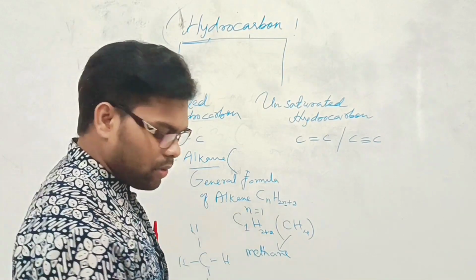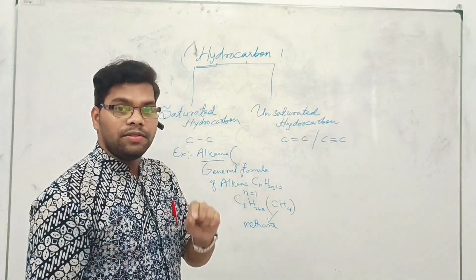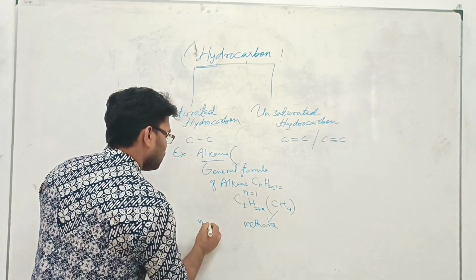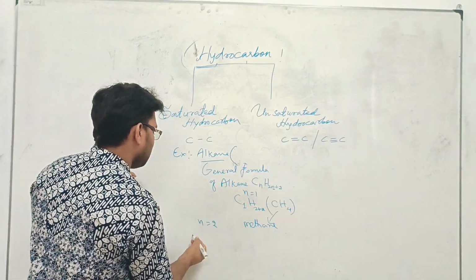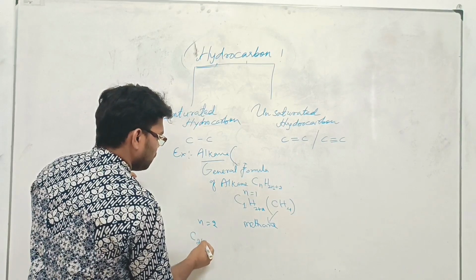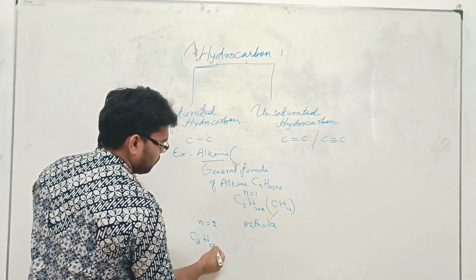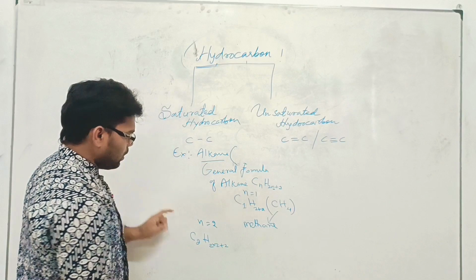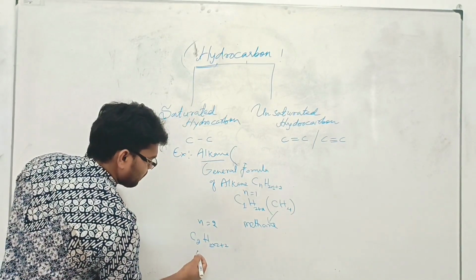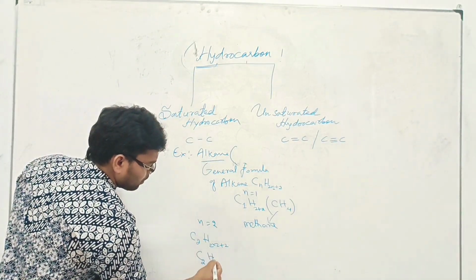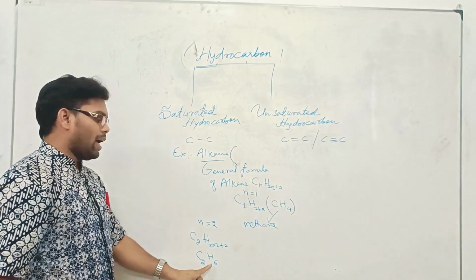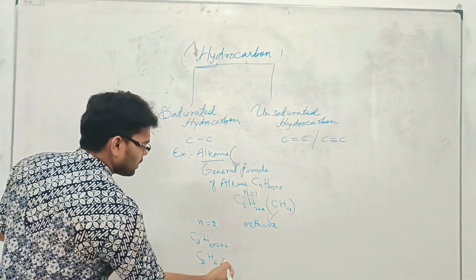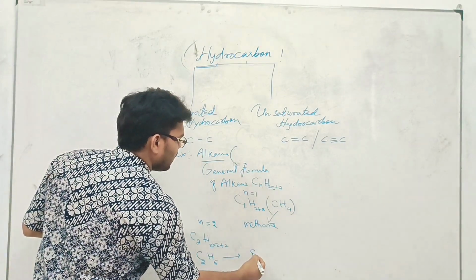Okay, this is the structure for methane. For example, if you take n is equal to 2, you will get the second alkane. The second alkane example will be C2H(2 times 2 plus 2). So it will become C2H(4 plus 6), it will be C2H6. So this will be called ethane.